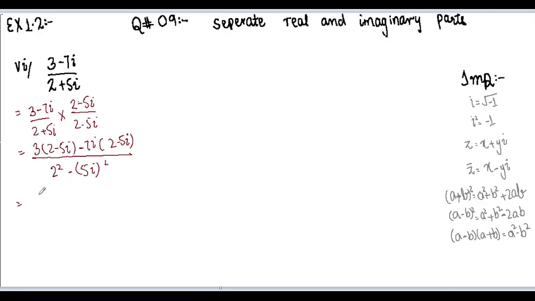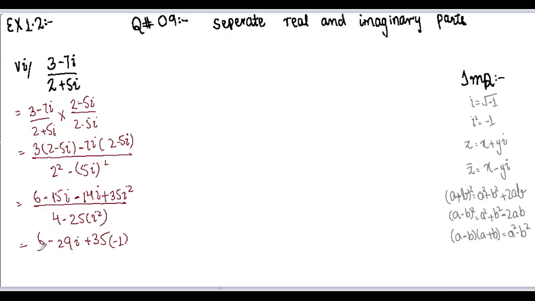It is equal to 3 multiplied by 2 gives us 6 minus 3 multiplying with 5 gives us 15 iota minus 7 multiplied by 2 gives us 14 iota. As it is, minus into minus gives us plus, and 7 into 5 is 35 iota square whole divided by 2 square gives us 4 minus 25 iota square. Now 6 minus 29 iota plus 35 into iota square gives us minus 1. So we are going to use this value for iota square in our question. Minus 1 whole divided by 4 minus 25 into iota square gives us minus 1.